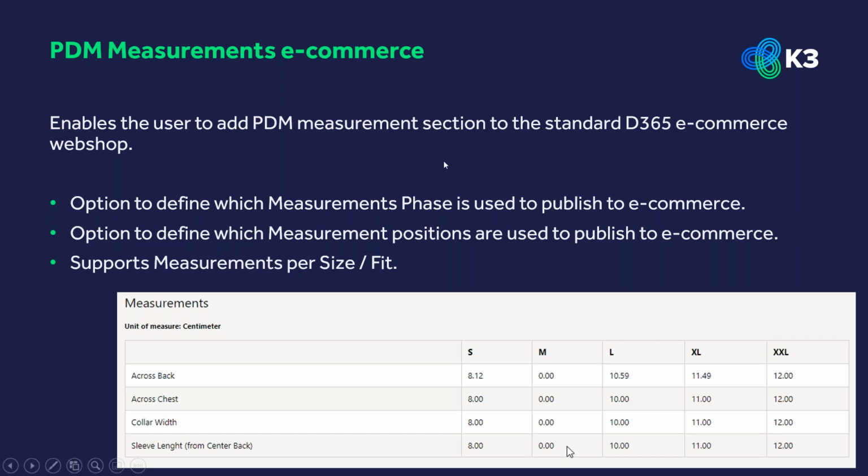There are some limitations because you need to choose which phase of the measurements, because in our case, measurements are linked to a certain phase of the item, which phase will be used to publish to e-commerce. And you can define which measurement positions you want to publish to e-commerce, because it might be that you have many positions on an item, but you don't want to publish them all to your website. And last but not least, it also supports measurements per size and fit. I will show you in a couple of minutes in the back end of Dynamics, and then I will show you how it might look on your e-commerce part.